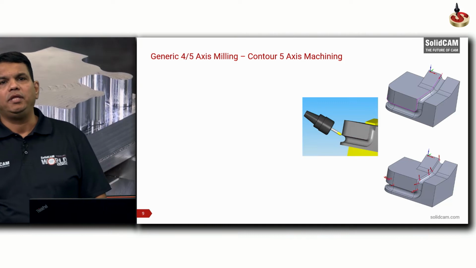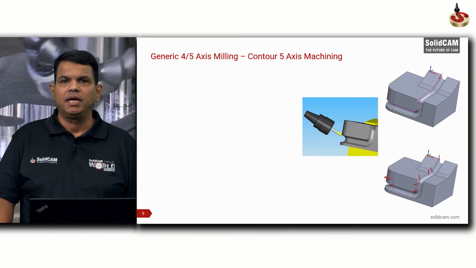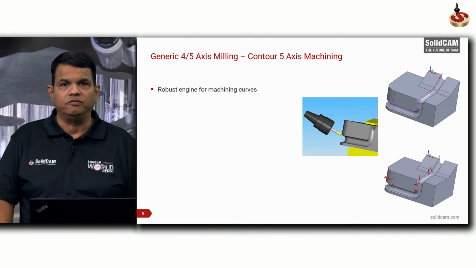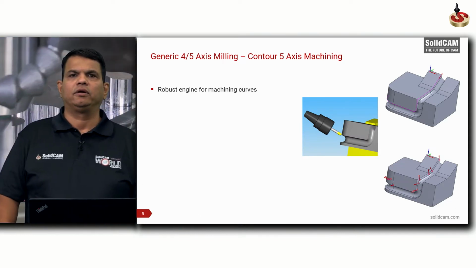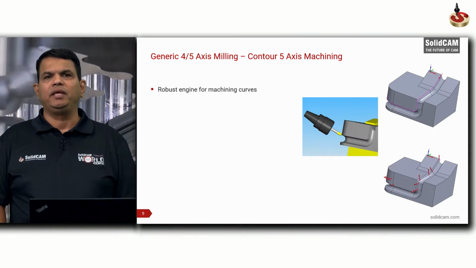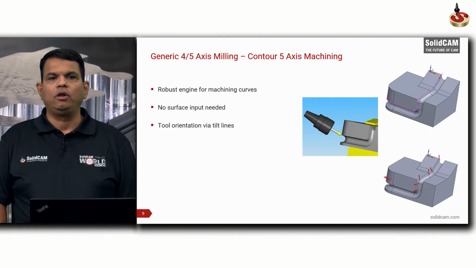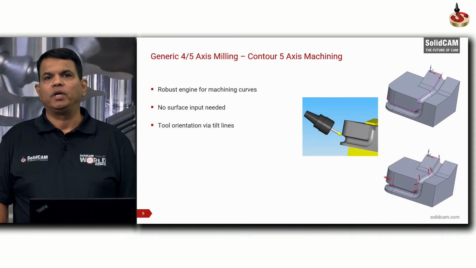The next one in the package is contour 5-axis machining. This is a robust engine for machining only curves. The user doesn't need to define any kind of surfaces. Nothing of that is needed. He can just pick the edges, and no surface input is needed. All he needs to do is pick the edges and input some lines for creating the tool orientation, and the toolpath is created.